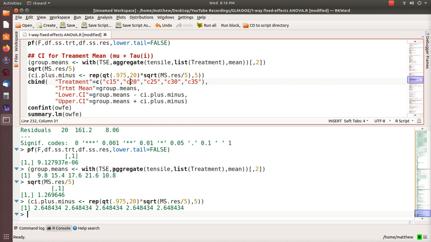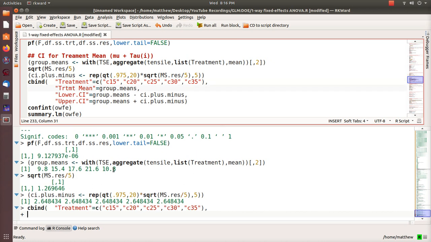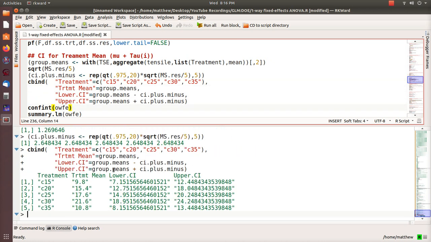And so that's what this next command does. It combines all those, and we subtract the plus minus part, add the plus minus part, and we get this confidence interval. And so the confidence interval for the group treatment 1 effect is 7.15 to 12.44. That's the confidence interval for the average tensile strength for that group.